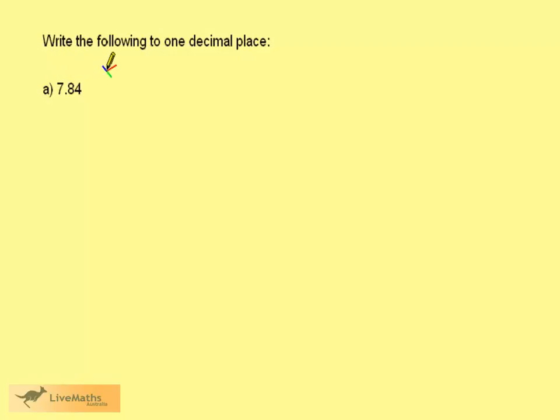We're going to write some numbers correct to one decimal place. The first one to consider is 7.84. Consider a number line. 7.84 is between 7.8 and 7.9. So one of these two numbers would be 7.84, correct to the nearest one decimal place.